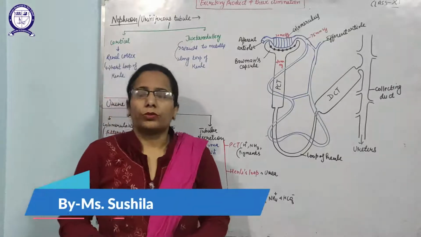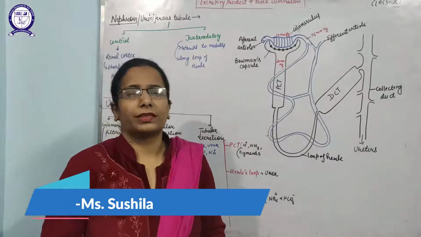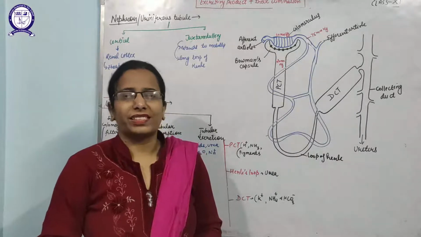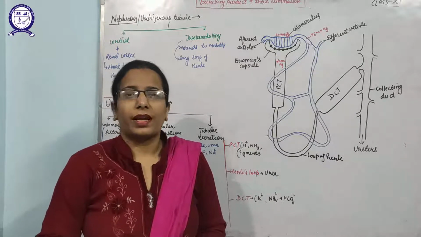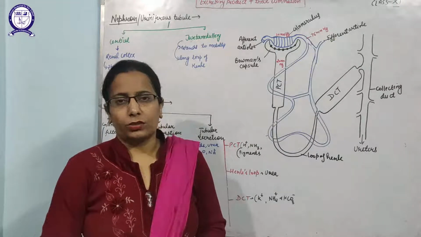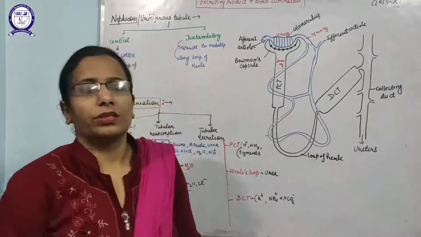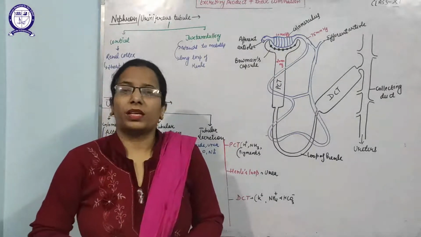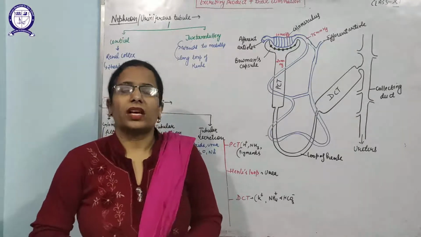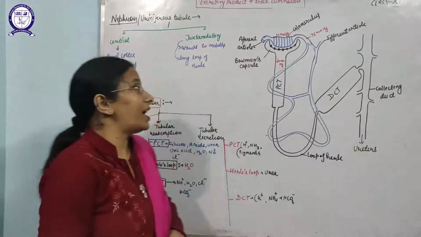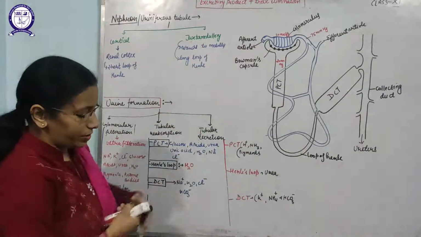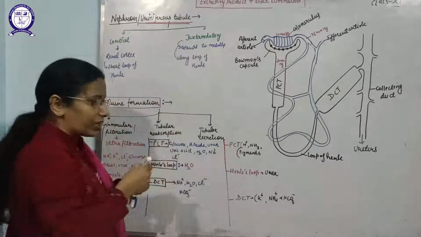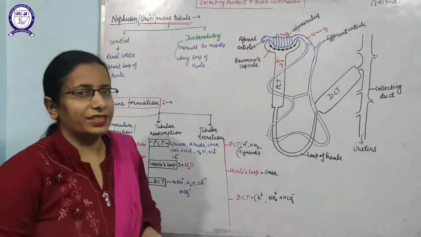Hello students, now we are going to discuss the next topic, that is the nephron. As we already discussed the human excretory system, its structure, and the detailed study of the kidney, now we are going to discuss what structures are present inside the kidney and what their functions are. Yes, these are the nephrons. Nephrons are also called uriniferous tubules. These are the basic structural unit of the human excretory system.